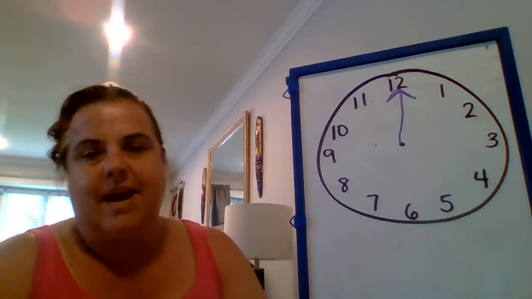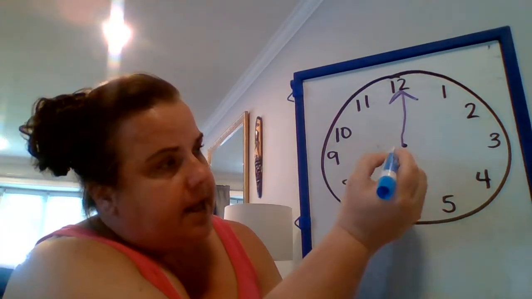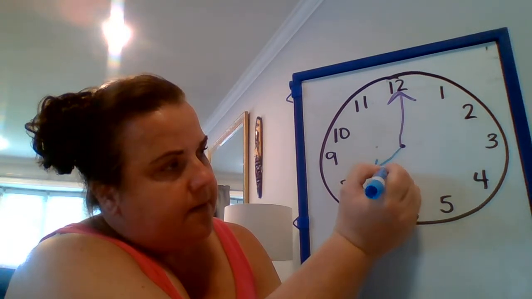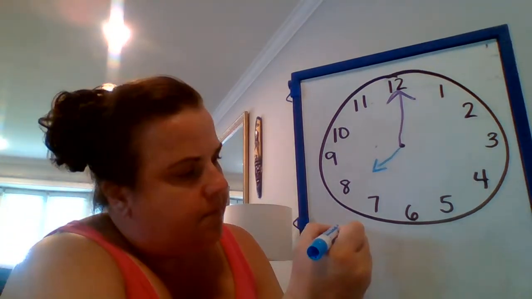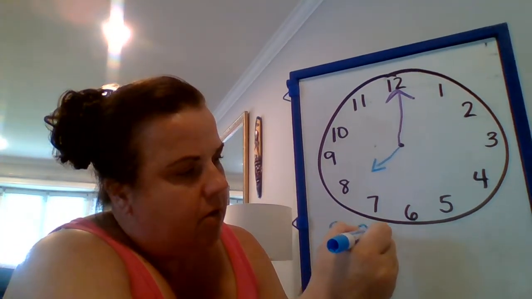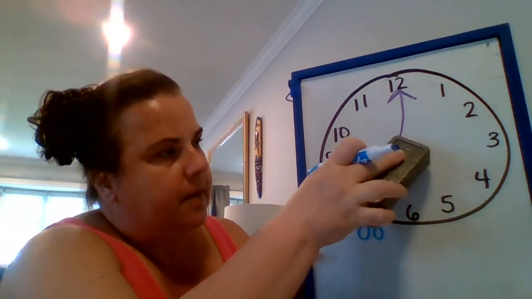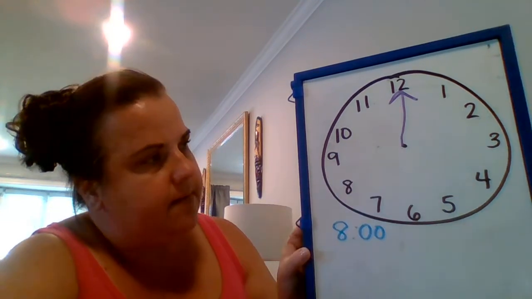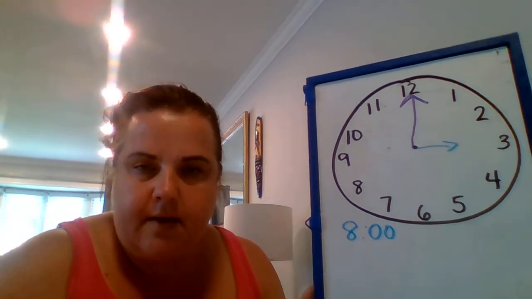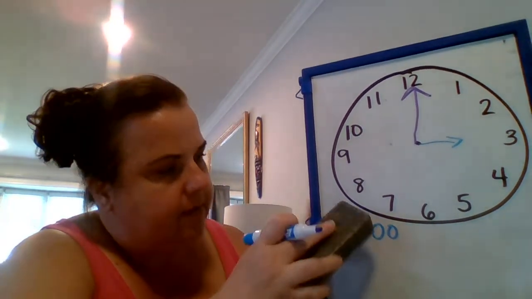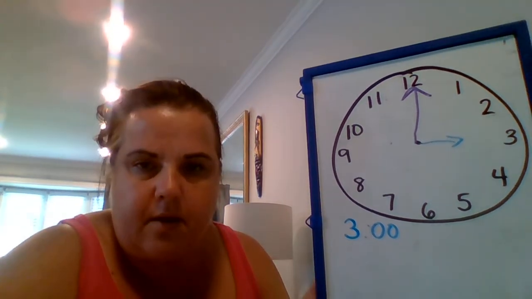Now what we do is we look at the little hand to find out which o'clock it is. So if the little hand was doing this, what o'clock would it be? That's right, this would be 8 o'clock. Now what if this was doing this? That would be 3 o'clock. That's right, so this would become a 3. It would be 3 o'clock.